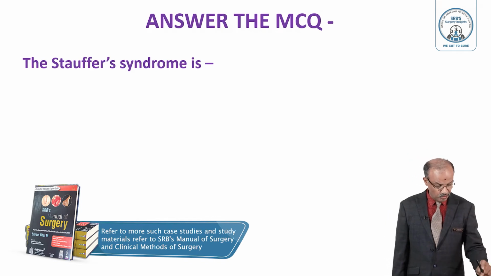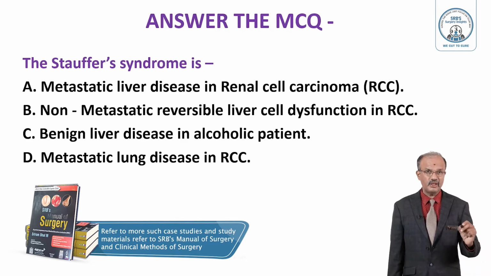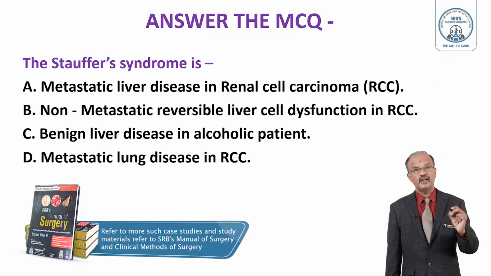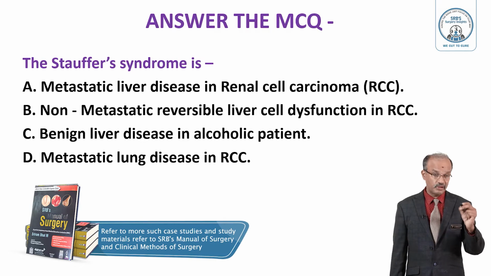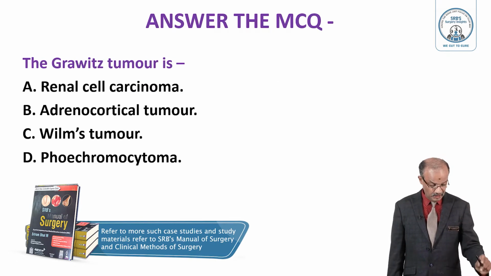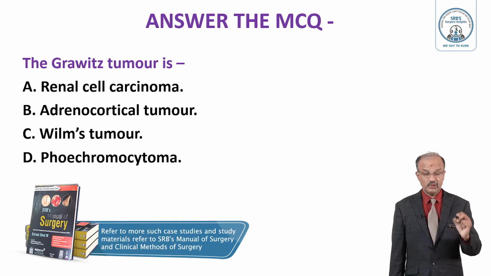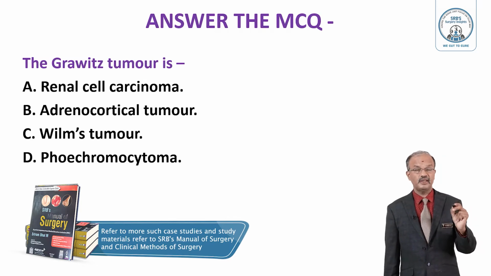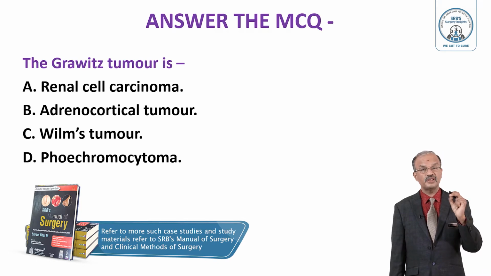What is Stoffer syndrome? A, B, C, D. Find out the right answer and put it in the comment box. I acknowledge and appreciate your answer in 24 hours. And the second MCQ is Gravis tumor, again A, B, C, D. Put the right answer. Again, I will appreciate the right answer. Put it in the comment box.